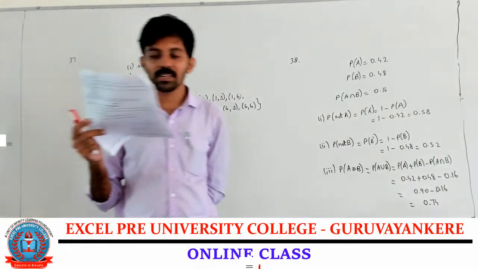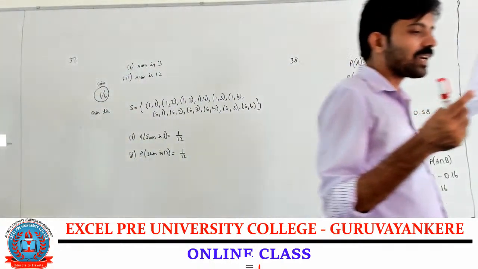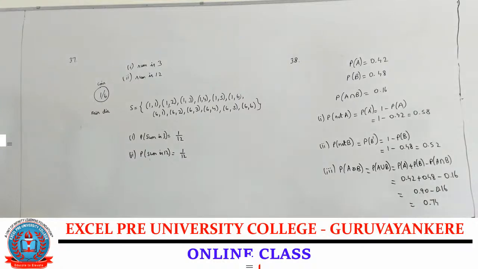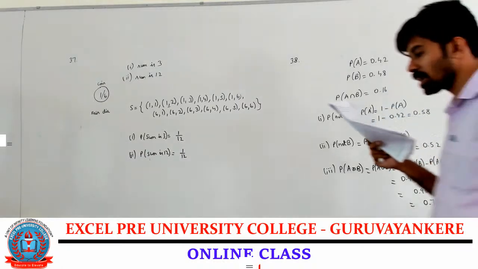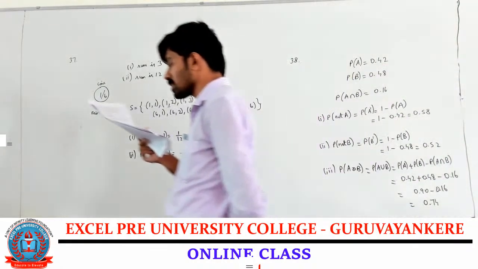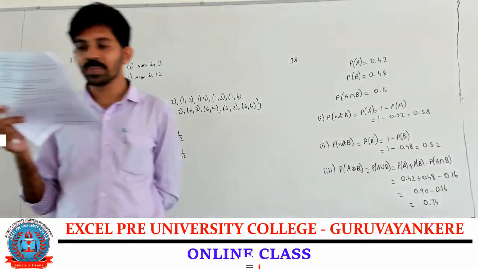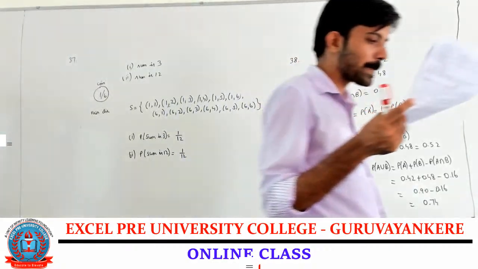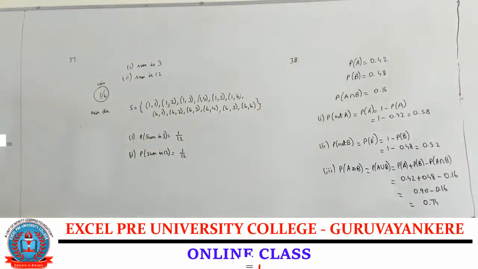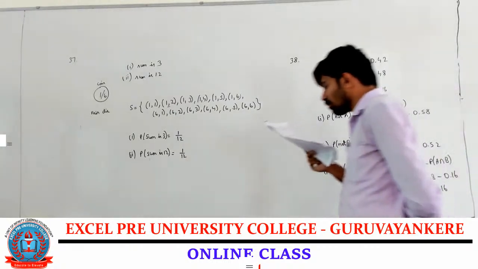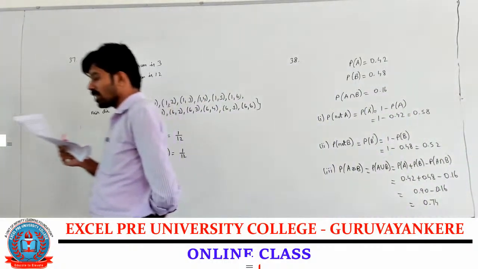40th one, prove the trigonometry question: (sin 7x + sin 5x + sin 9x + sin 3x) / (cos 7x + cos 5x + cos 9x + cos 3x) = tan 6x. 41st, find cos x/2 and tan x/2, given tan x is 3/4, where x lies between pi and 3 pi by 2.